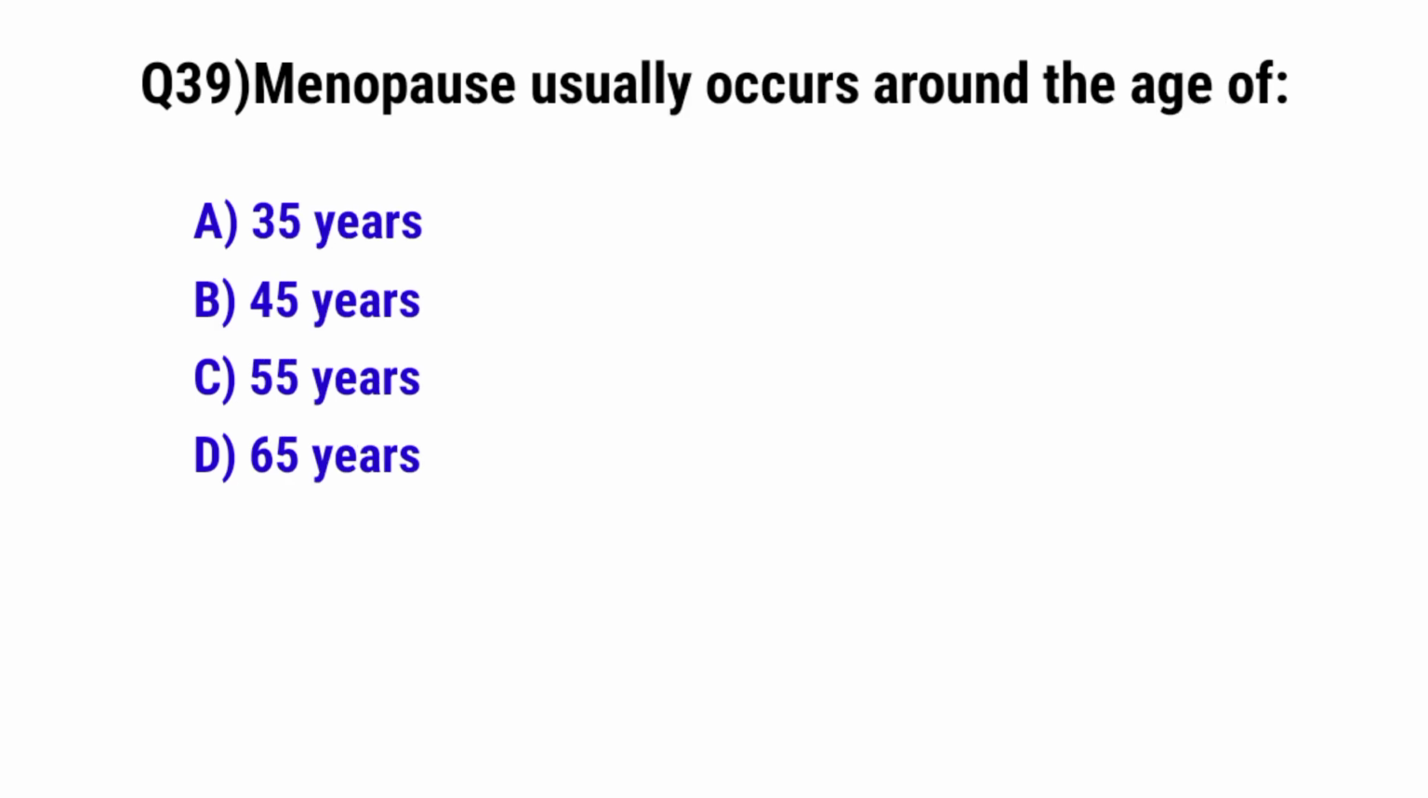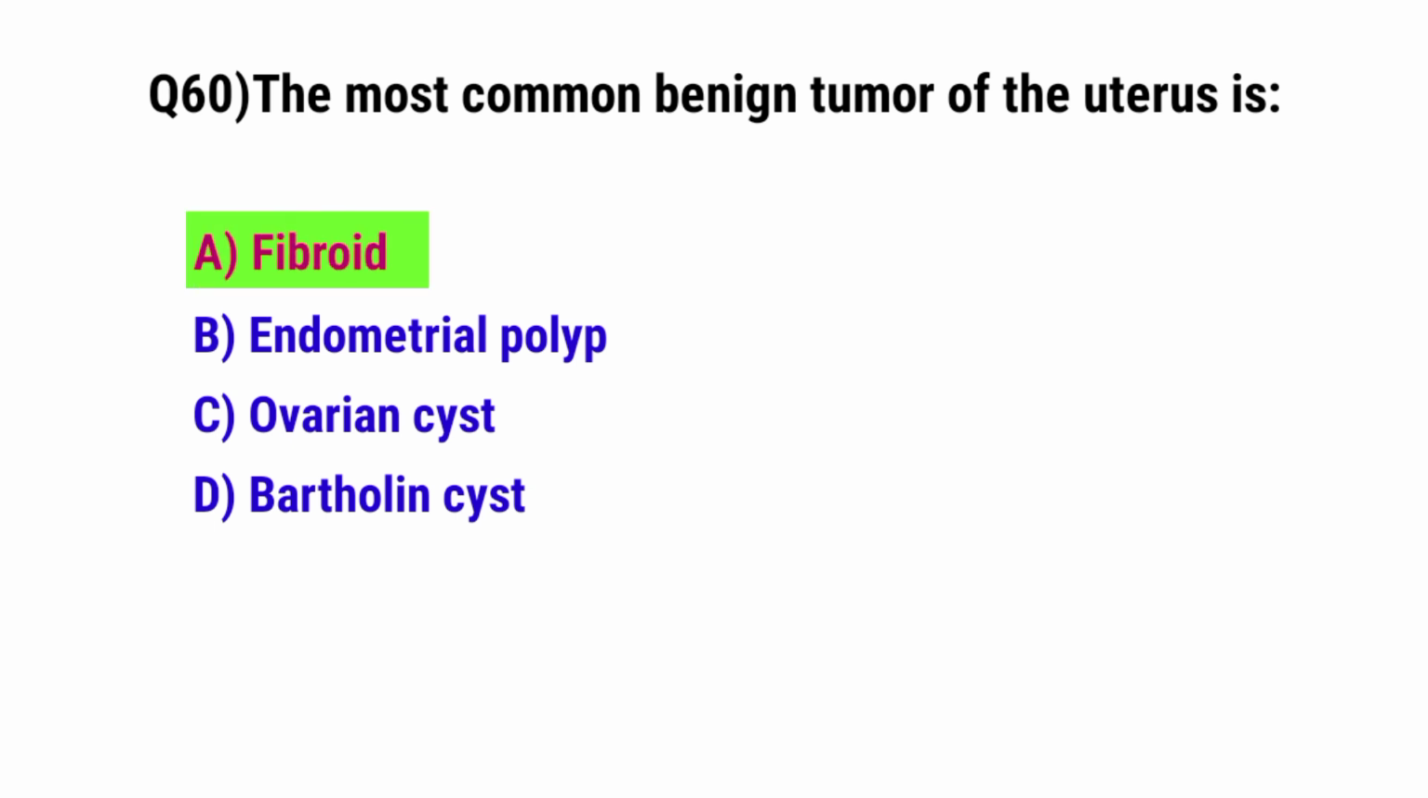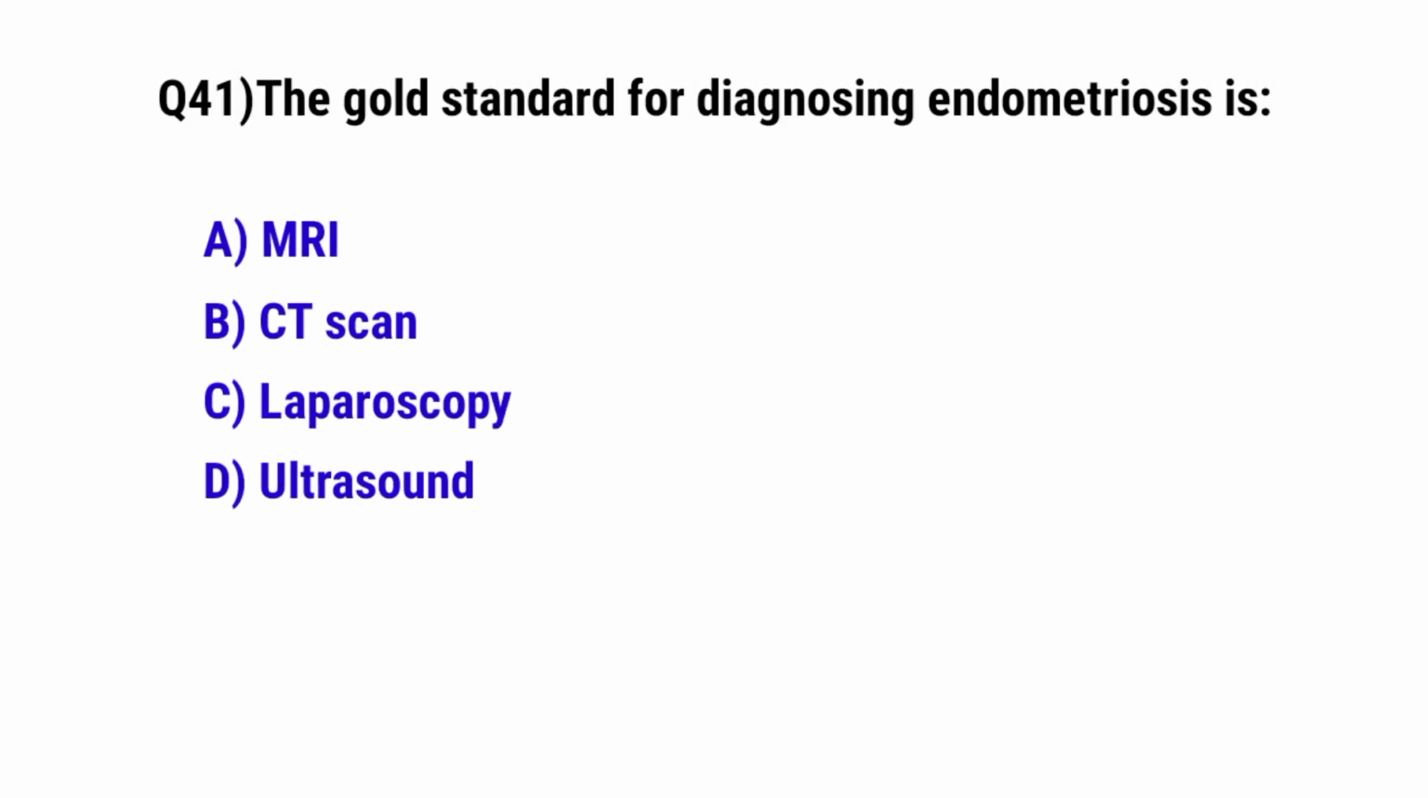Question number 39. Menopause usually occurs around the age of. The correct option is B, 45 years. Question number 40. The most common benign tumor of the uterus is. The correct option is A, fibroid. Question number 41. The gold standard for diagnosing endometriosis is. The correct option is C, laparoscopy.